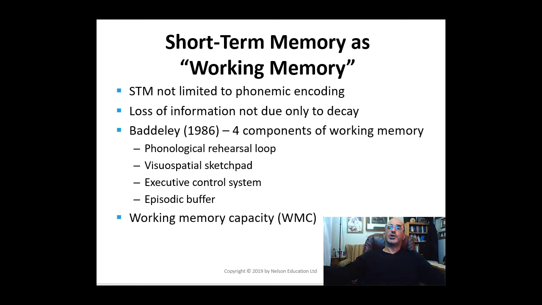So let's look at short-term memory as it has evolved from a number of problems in the original model. Short-term memory is not limited to phonemic encoding as originally thought, and decay is not the only process responsible for loss of information. These and other findings indicate that short-term memory might be a much more complex aspect of memory than when originally thought.